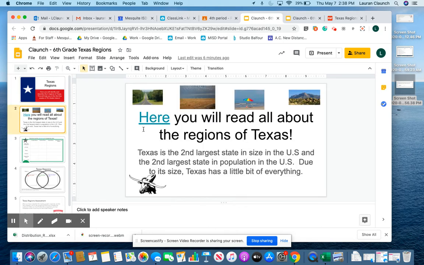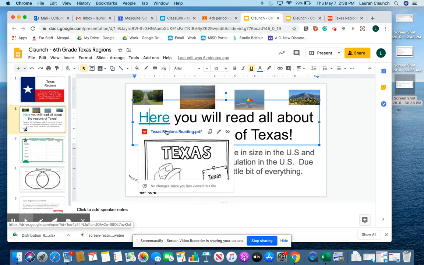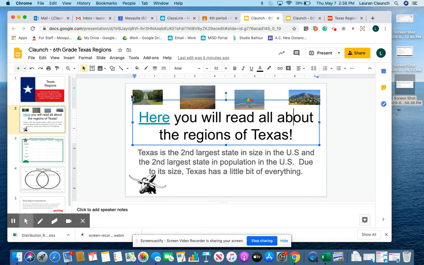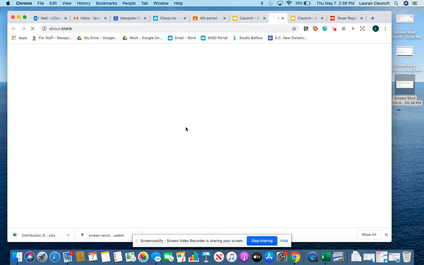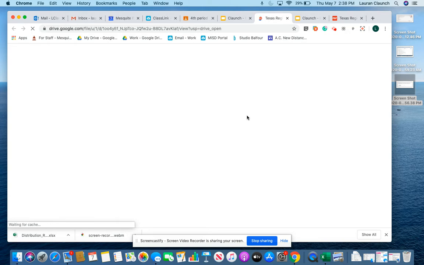Okay, so here is where the reading is going to be. Here you'll read all about the regions of Texas. So once you click on this, it'll take you to the entire packet, and it'll have everything in here.